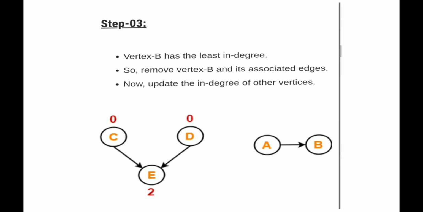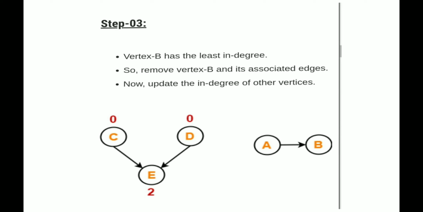Now in step number 3, as I told earlier, in each step update the graph with the new values. So now compute the in degree of each node. The vertex C doesn't have any incoming edges, so the in degree of vertex C is 0. The vertex D also doesn't have any incoming edges, so the in degree of vertex D is also 0. The vertex E is having two incoming edges, so the in degree of vertex E is 2.